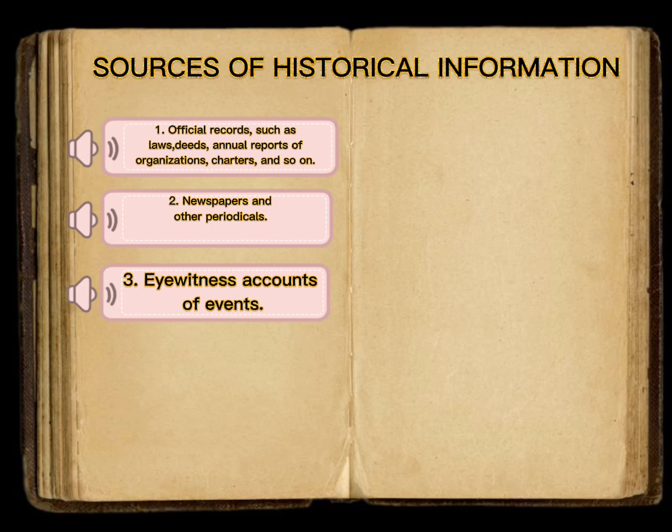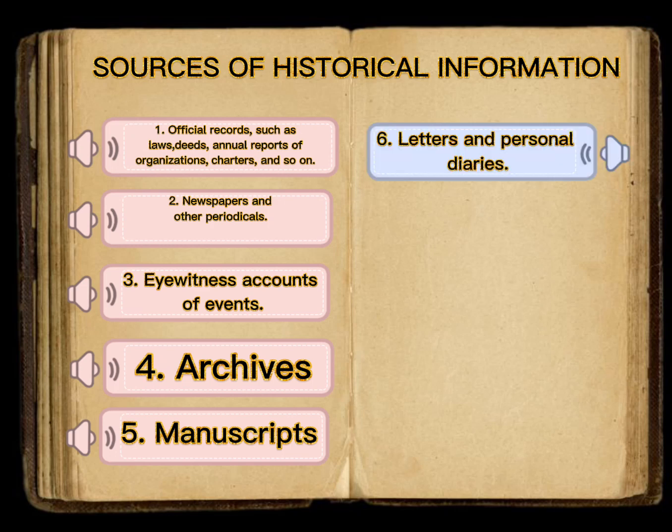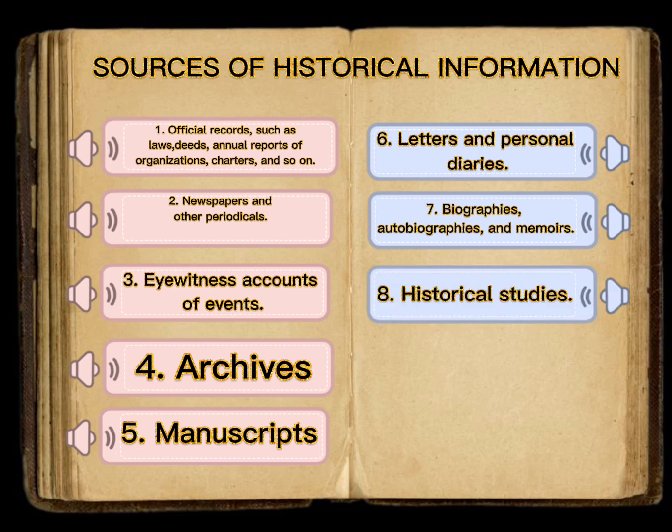Sources of historical information. 1. Official records, such as laws, deeds, annual reports of organizations, charters, and so on. 2. Newspapers and other periodicals. 3. Eyewitness accounts of events. 4. Archives. 5. Manuscripts. 6. Letters and personal diaries. 7. Biographies, autobiographies, and memoirs.